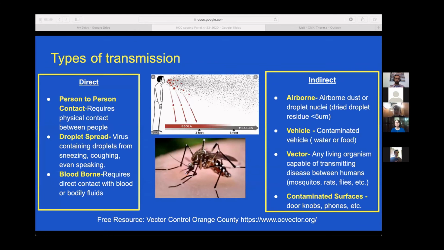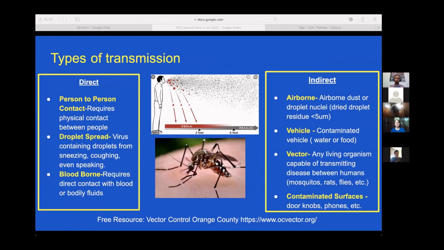There's also this cool resource put on by Orange County at ocvector.org, and they talk about all the different pathogens going around, especially West Nile, and the different vectors and the control measures they're using to take care of them in the community. It's really important because prevention of disease is based on prevention of transmission. That's something to keep in mind.